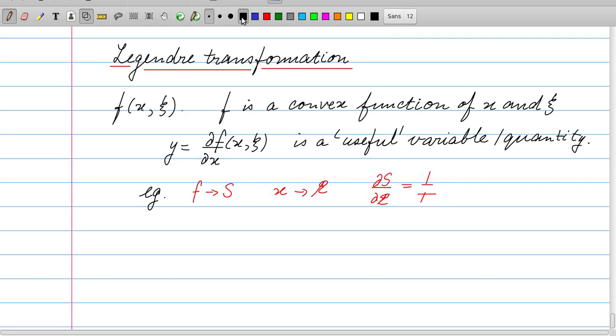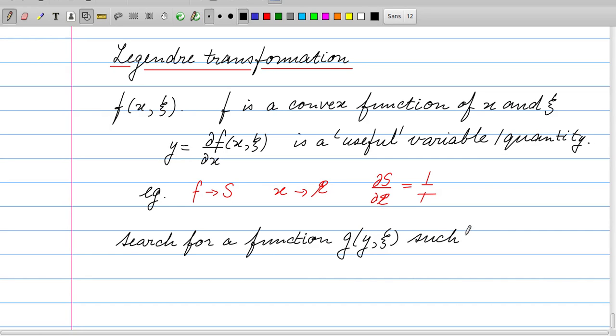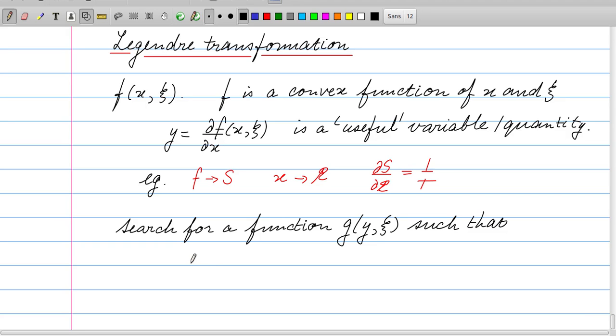What we do now is we search for a function g, which depends not on x and xi, but on y and xi, such that x can be found in a way from g, which is very similar to the way in which y was found from the function f.